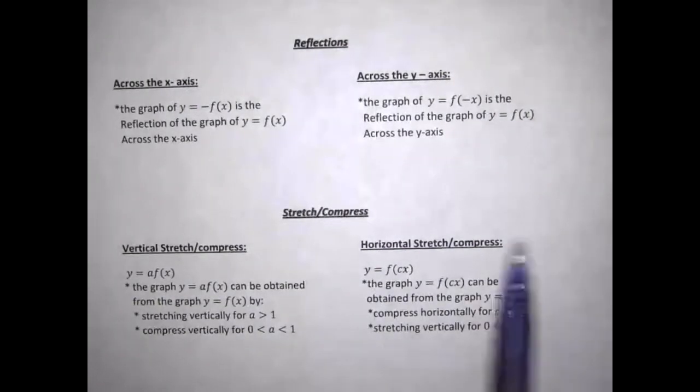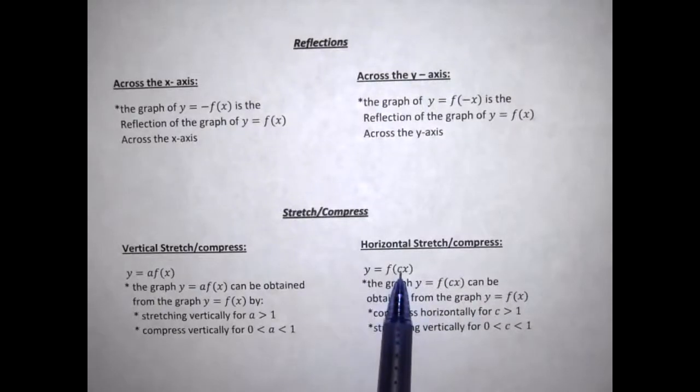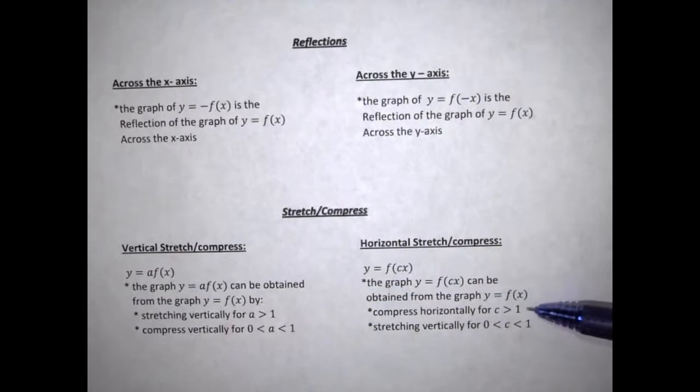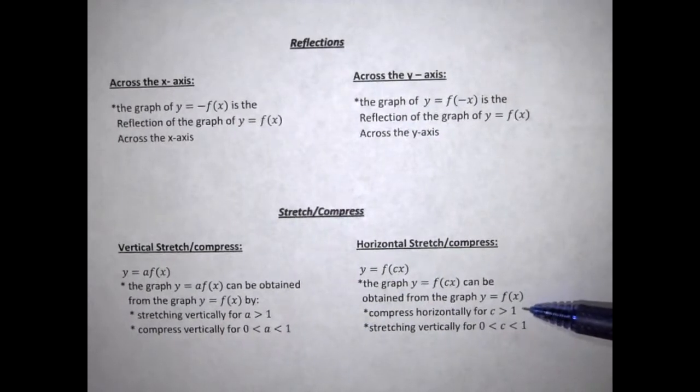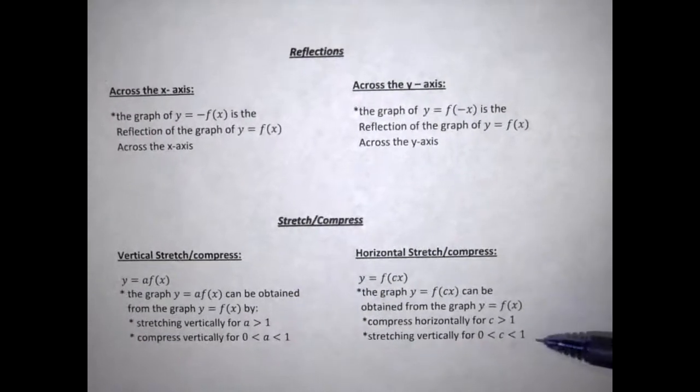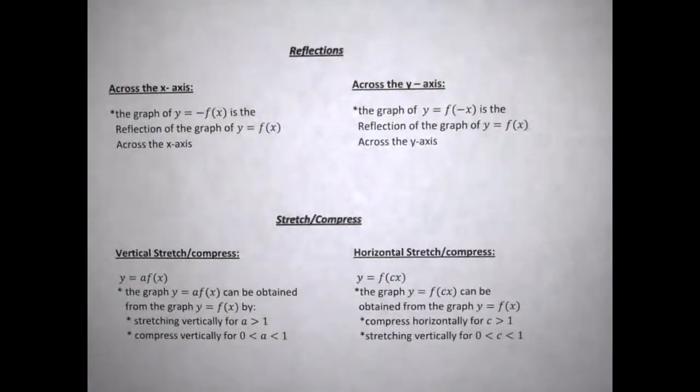For horizontal, notice my multiplication is done inside the function, and it is the opposite. So here, compressing horizontally means that we have the whole number, but stretching it means we have a fraction. Okay. So that is essentially what we are doing with our translations.